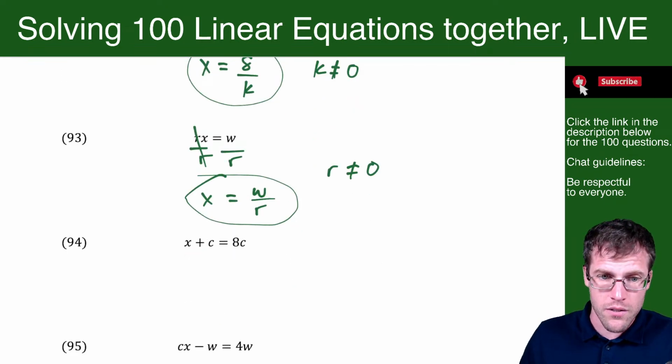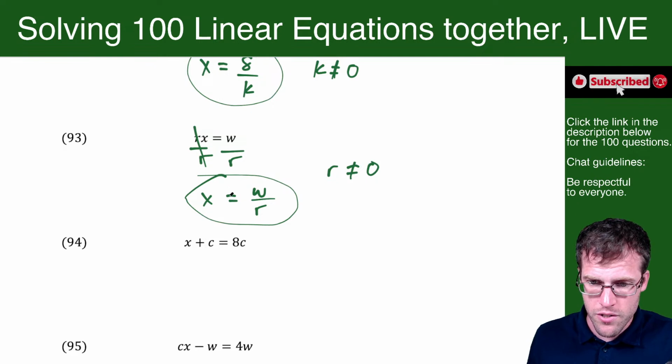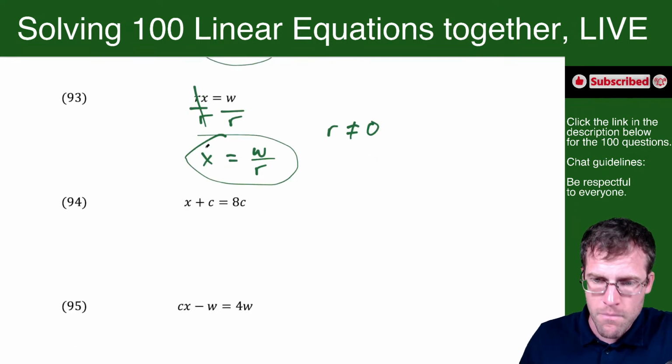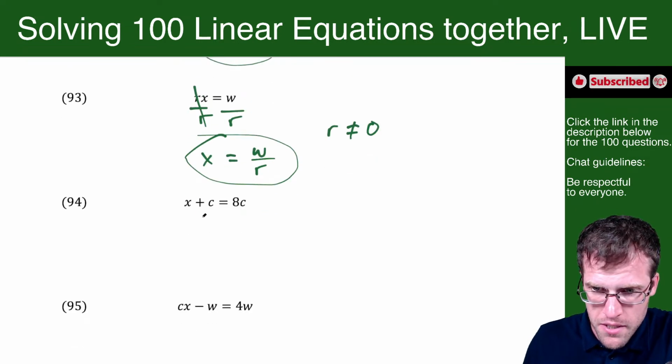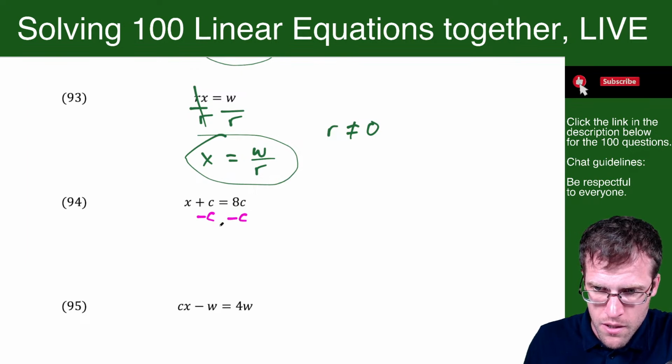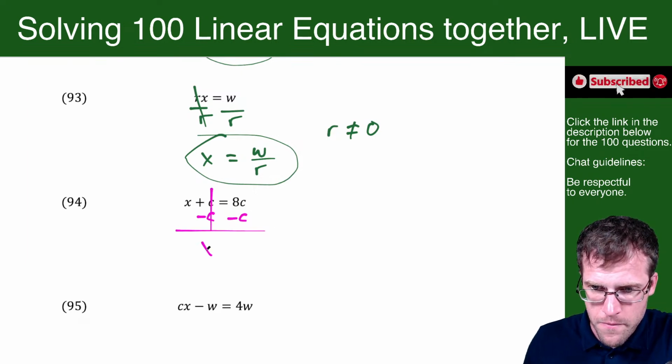Okay, so this one, there's not going to be any restrictions because it's just addition. But we're solving for x. There's a plus c attached, so I'm going to go minus c. And notice that these are like terms. This is saying basically 8c minus 1c is 7c.